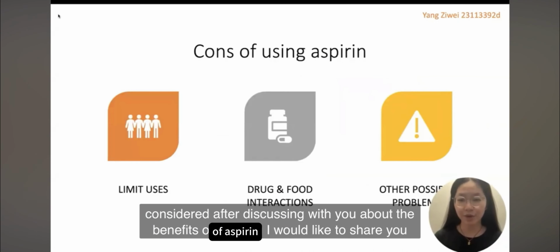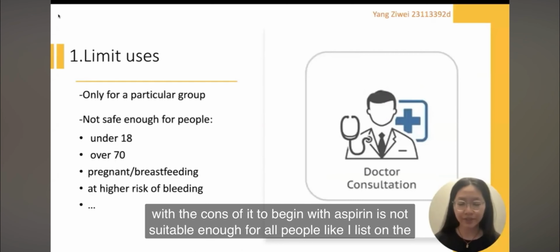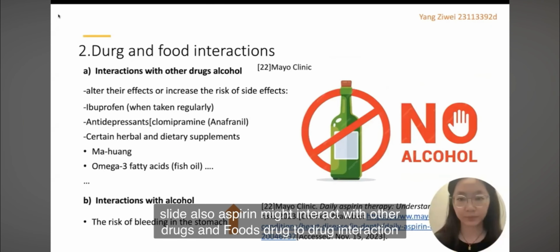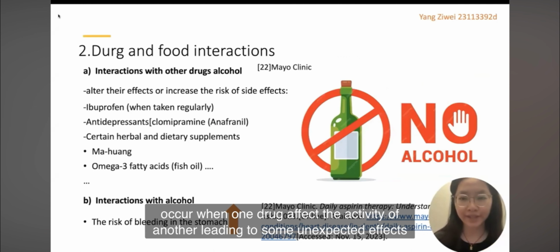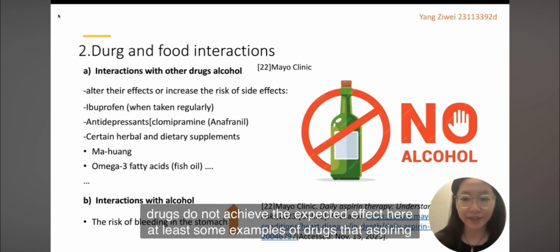After discussing the benefits of aspirin, I would like to share the cons of it. To begin with, aspirin is not suitable for all people, as I list on the slide. Also, aspirin might interact with other drugs and foods. Drug-to-drug interaction occurs when one drug affects the activity of another, leading to unexpected or more severe effects. And drug-to-drug interaction may result in one or both of the drugs not achieving the expected effect.